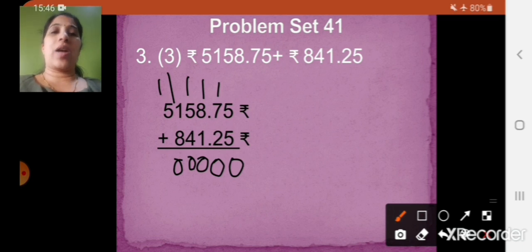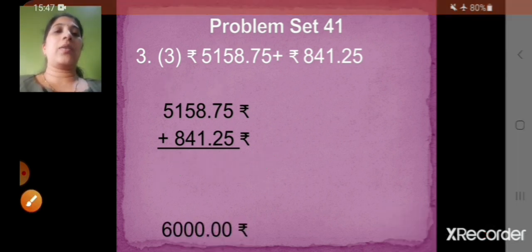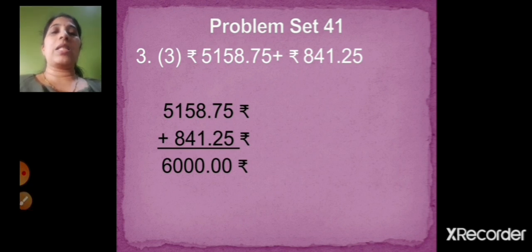So 1 plus 5 is 6. Now where is the decimal point? It is over here, 2 decimal places. So you will write the unit as rupees. So what is your answer? 6,000 rupees. Right children? With this we finish problem set 41.